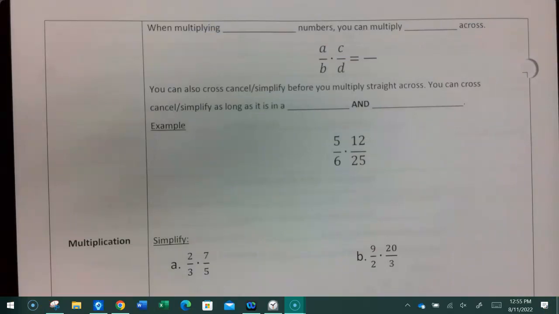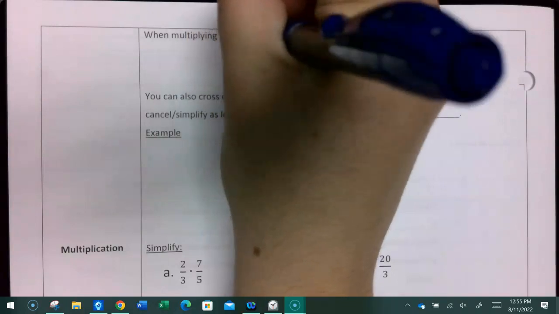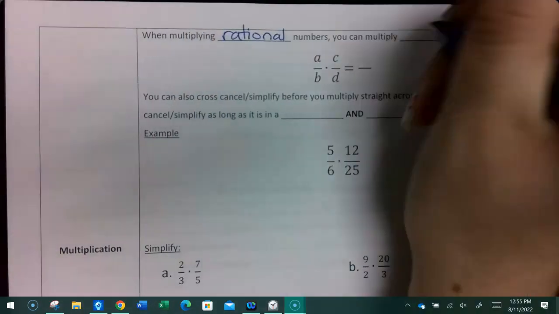Okay, so on the back side, when we are multiplying rational numbers, remember rational numbers are fractions, we can multiply straight across.